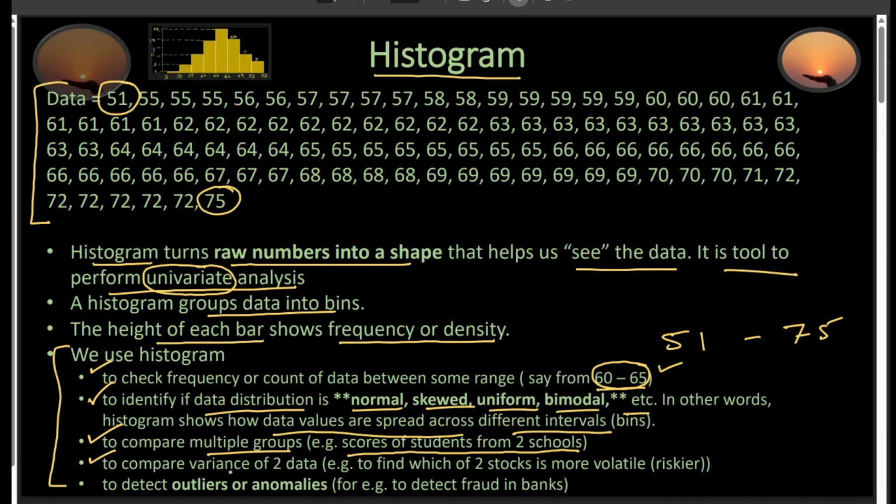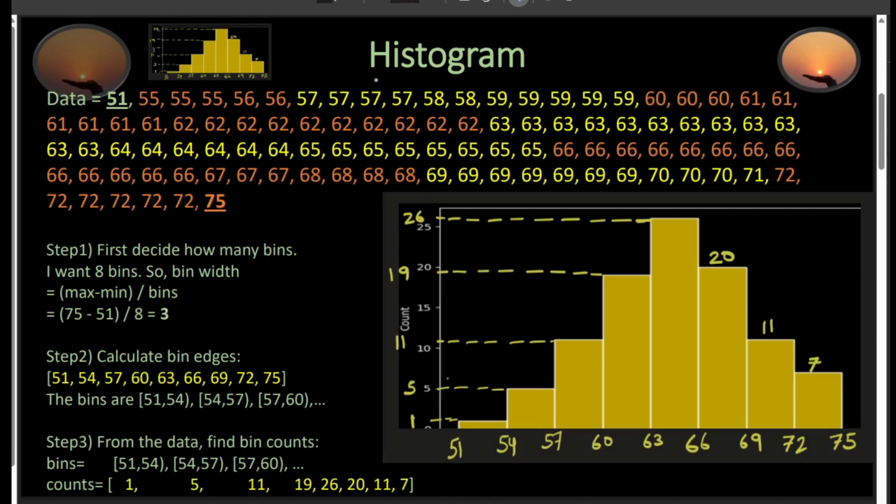It also allows you to compare variances of two data sets. For example, to find which of the two stocks is more volatile or riskier, you use a histogram for that. It also allows you to find outliers and anomalies. For example, if you want to detect fraud in banks.